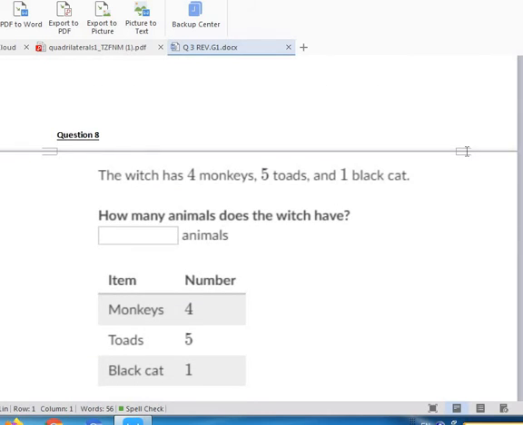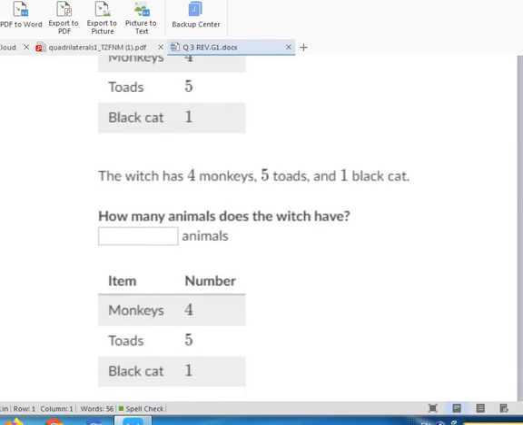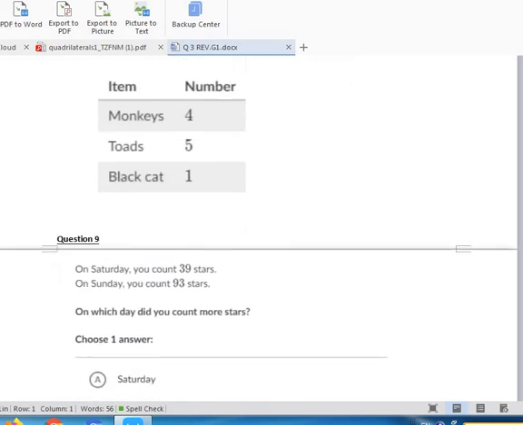Question 8. The witch has 4 monkeys, 5 toads, and 1 black cat. How many animals does the witch have? 4 plus 5, 9. 9 plus 1, 10 animals.